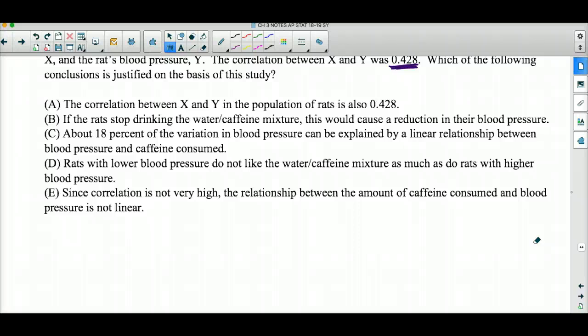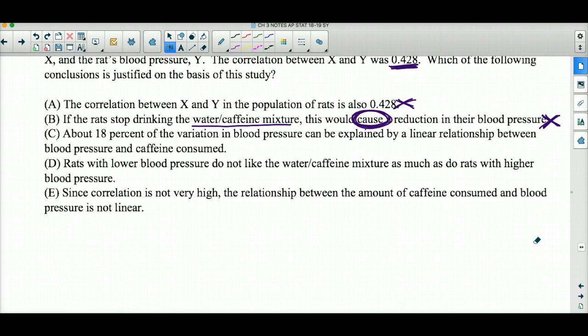Okay, so the correlation between X and Y in the population of rats is also 0.428. Can we take something that is all of the rats that are in the lab and do something to them and say that holds true for every rat? No, you can't do that. If the rats stopped drinking the caffeine water mixture, this would cause... think about old Stevie. No, correlation does not imply causation.